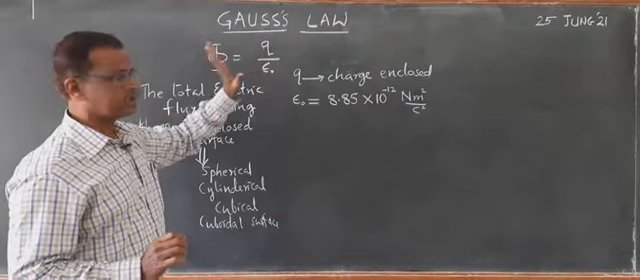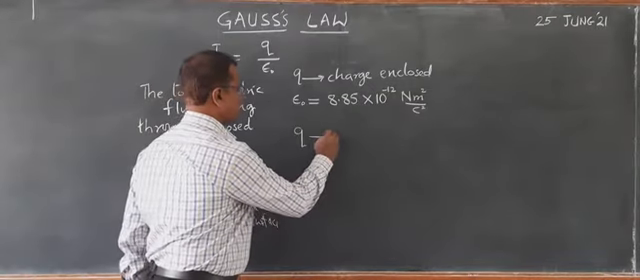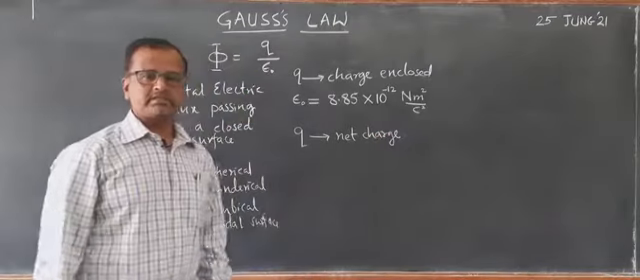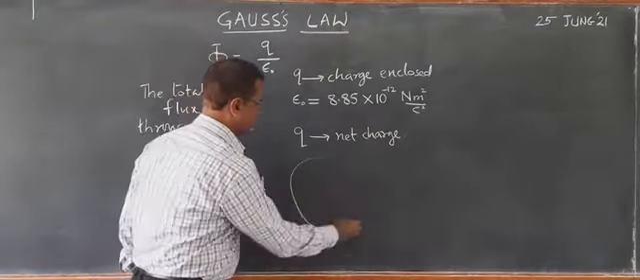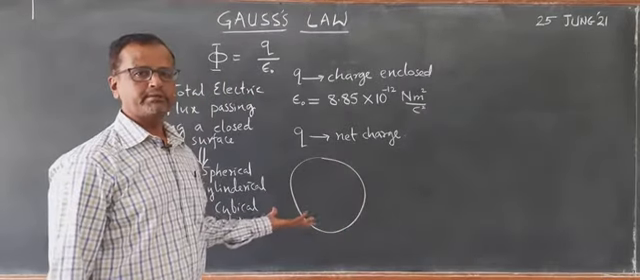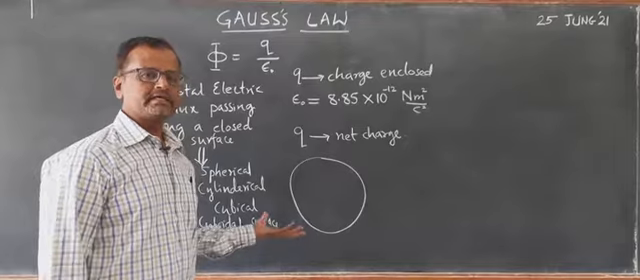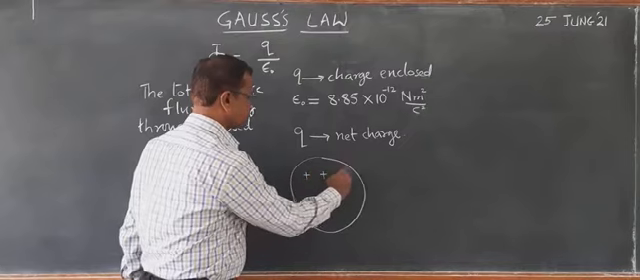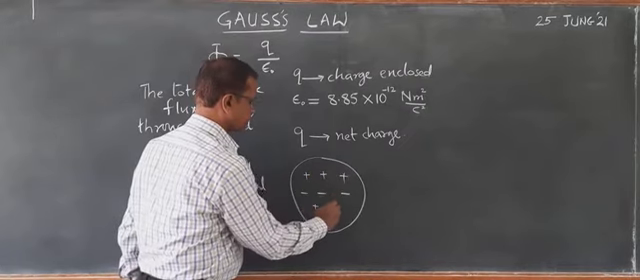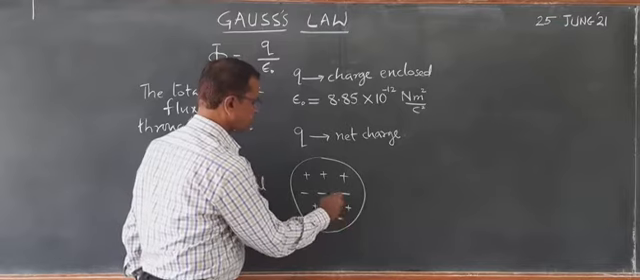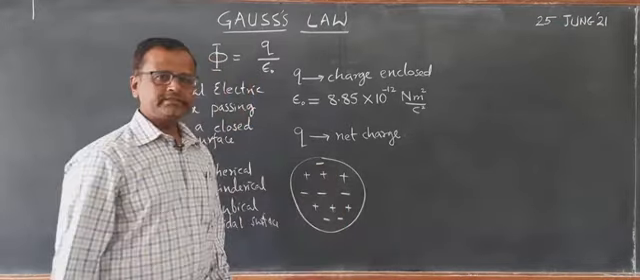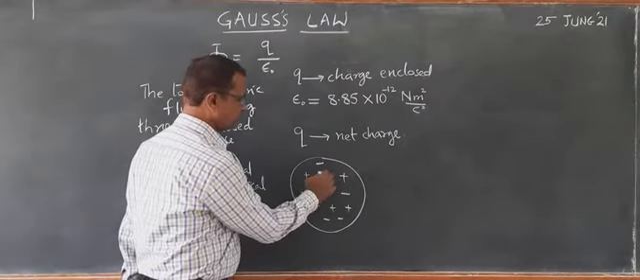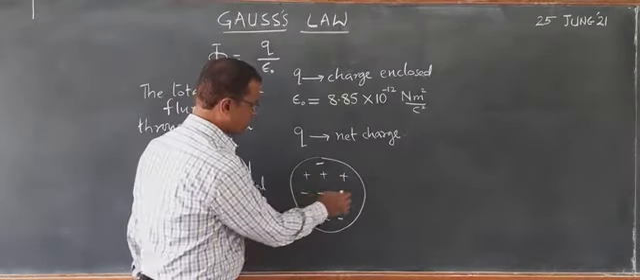Second thing is it depends on the net charge. Q may be the net charge. The net charge means suppose this is the enclosed surface, maybe spherical, maybe cuboidal, maybe cubical, maybe cylindrical. Let us say that this is an enclosed surface which is having some positive charge and a negative charge. Right? So, what is the net charge that we have to calculate first? If these are all taken E plus and these are all taken E minus.